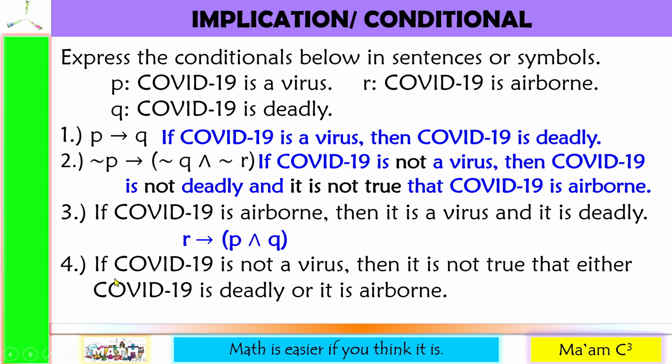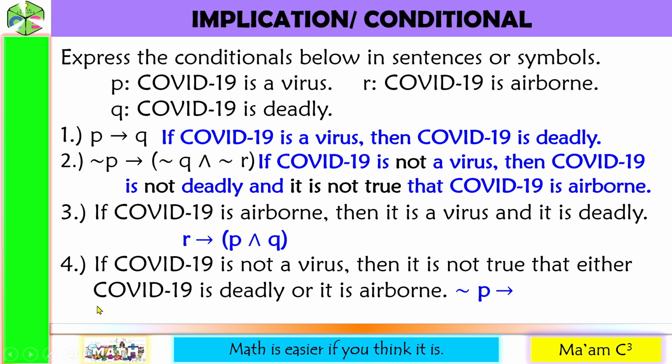Last one, if COVID-19 is not a virus, then it is not true that either COVID-19 is deadly or it is airborne. So let's have this one first. COVID-19 is not a virus. This is a negation of our proposition P. So this is not P. And then we have if then, so we have implies.